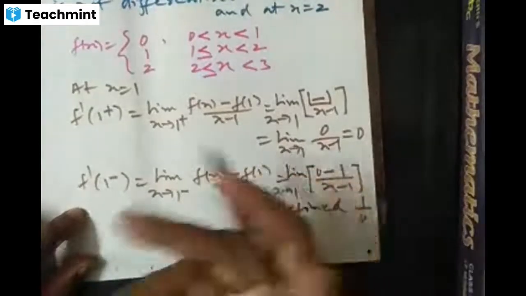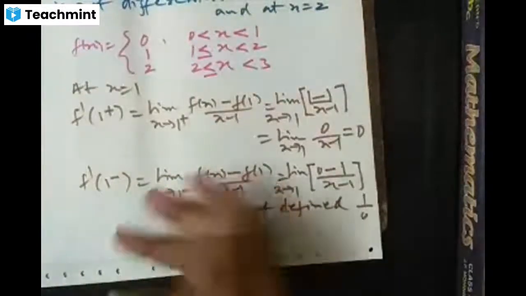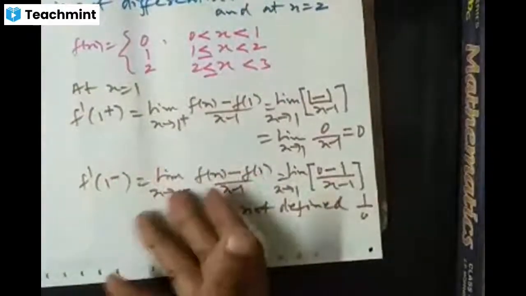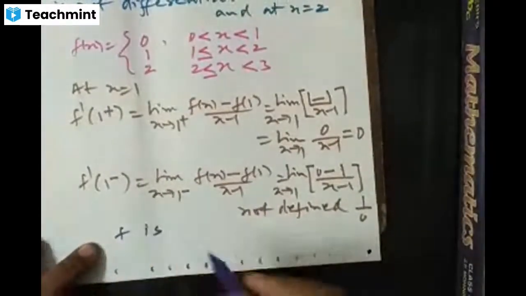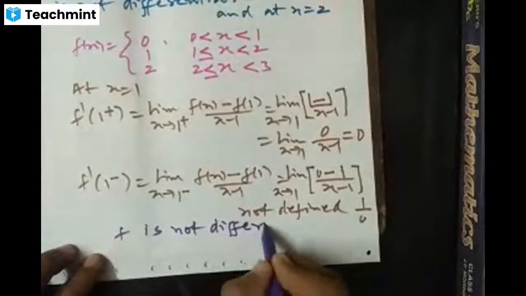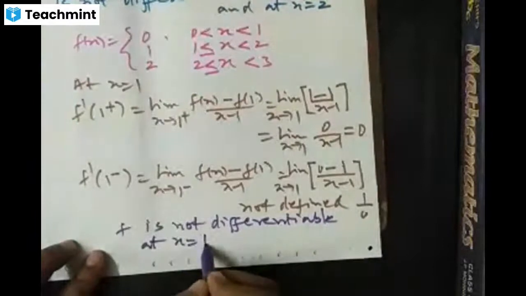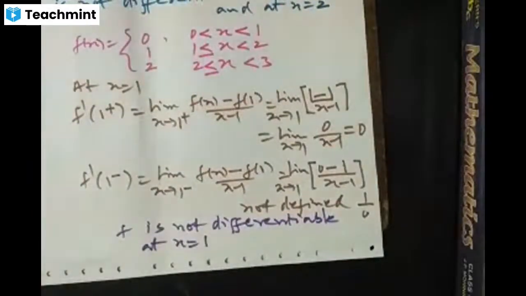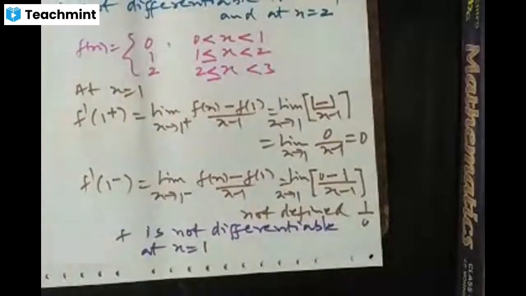So left hand derivative doesn't exist. Since the left hand derivative doesn't exist, there is no question of checking whether the left hand derivative is equal to the right hand derivative, correct? So the conclusion is the greatest integer function f is not differentiable at x is equal to 1. Understood? So we have shown that the greatest integer function is not differentiable at the point x equal to 1. Similarly, you can show that the function is not differentiable at the point x is equal to 2.